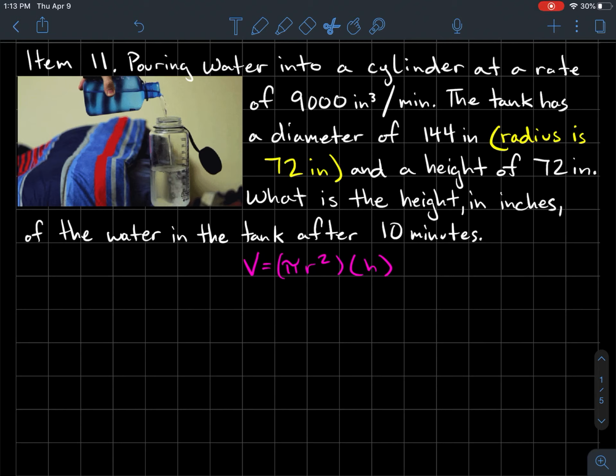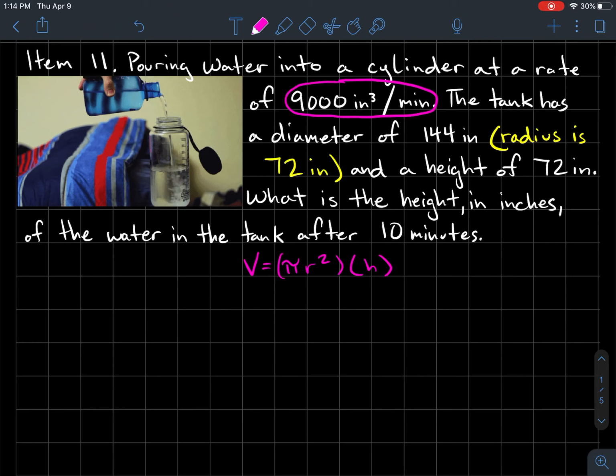So, item number 11, pouring water into a cylinder. The action is you're pouring water just like you see in this image here, right? You're pouring water into a cylinder at a rate of, so now we're looking at the rate, 9,000 cubic inches per minute. So every minute you are pouring 9,000 inches cubed into the cylinder. Okay, that's very important. Now the tank that you're pouring it into has a diameter of 144 inches.